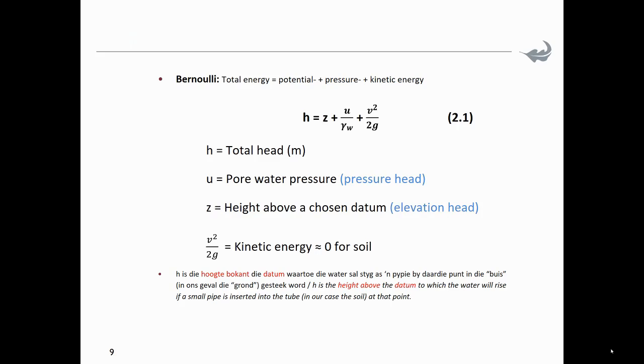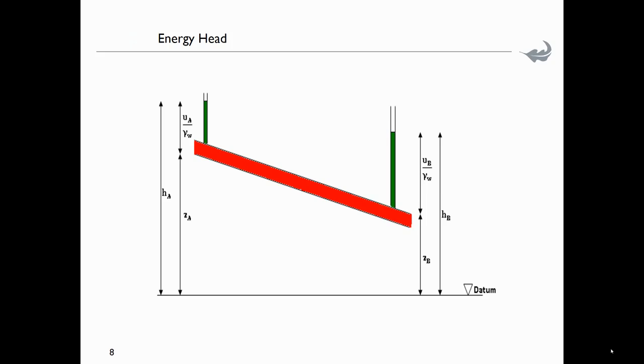So H is the height above the datum to which the water will rise if a small pipe is inserted into the tube, or in our case a soil layer, at that point. So H is the height above the datum to which the water will rise. Let's go back to this picture. So H is the top of the green bit. The green represents water here, and that's to where the water will rise based on the pressure.